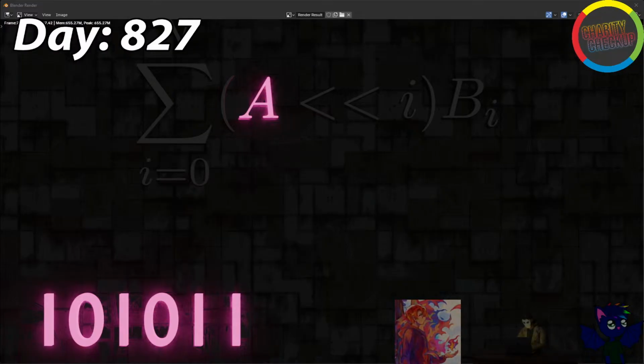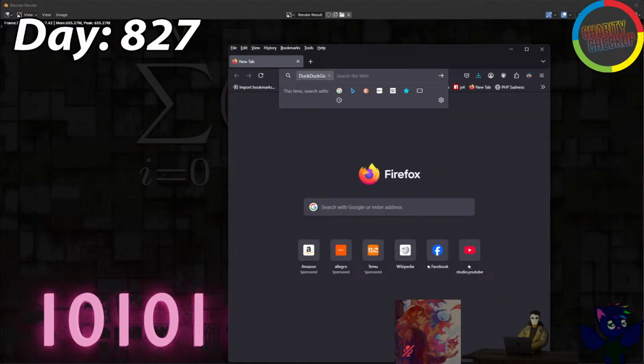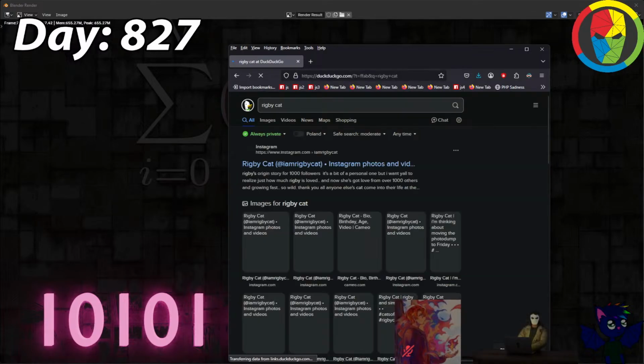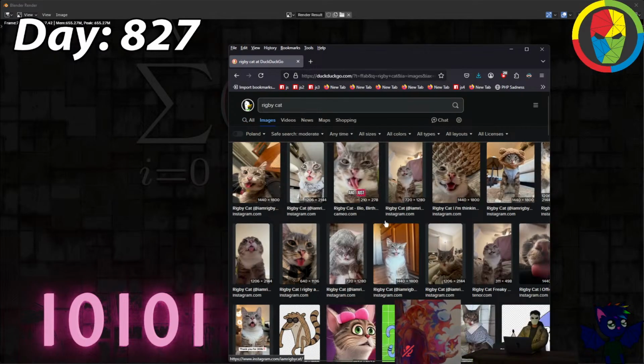Oh my god, you're right. I fucking love Rigby. Wait, hold on. For anyone who doesn't know, let me show the GIFs on stream. It's the Rigby card. I love the Rigby card. Look at him. Look at him.